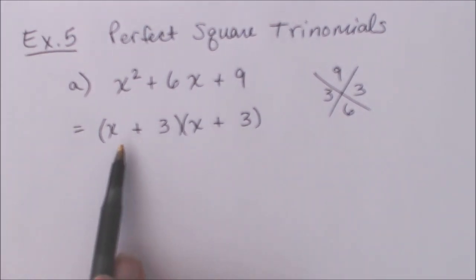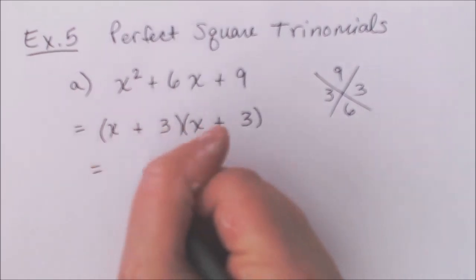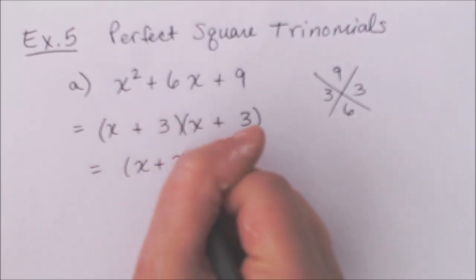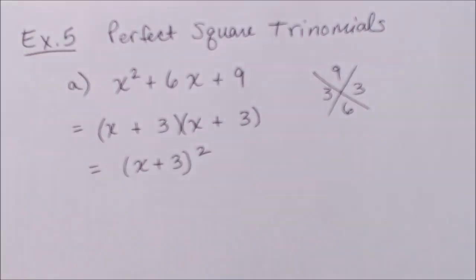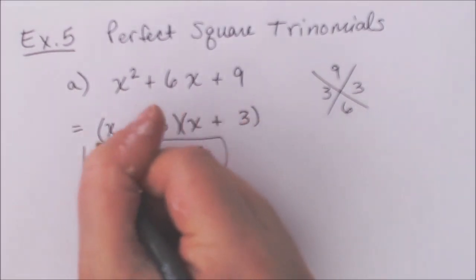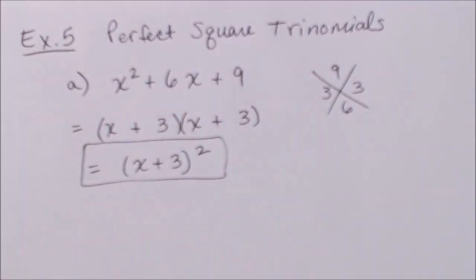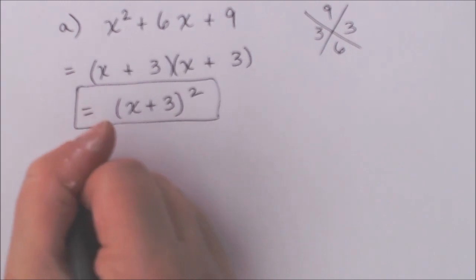So we could leave the answer as x plus 3 times x plus 3. There's nothing wrong with that. We could also write it as x plus 3 squared as a shorthand way of writing it. Either of those answers would be acceptable. Let's look at another perfect square trinomial. Let's look at one that's a little bit more involved.